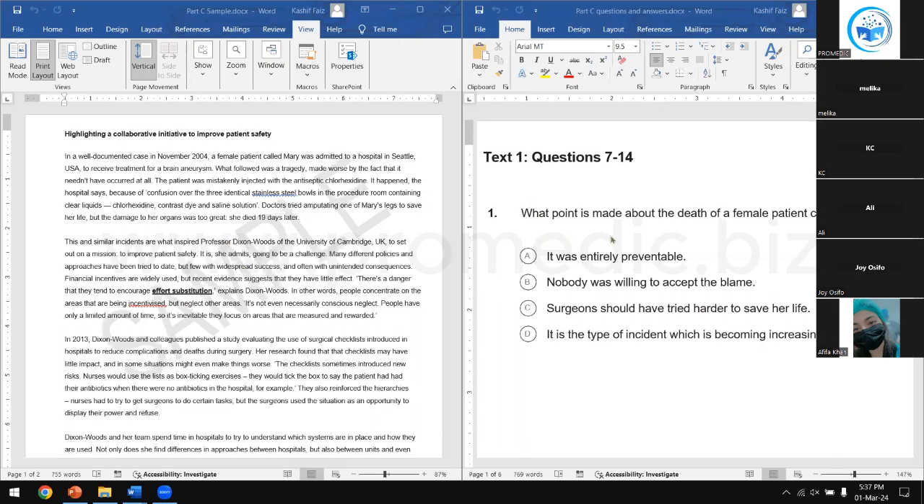The key is: read the first question, go to the first paragraph, then you will know what you are searching about. Okay, I'll do it with you guys. So we will have 10 minutes for this one.